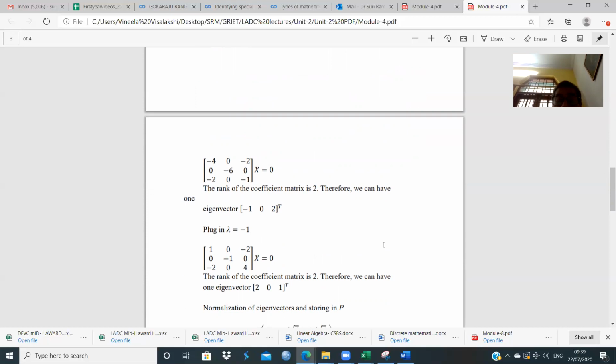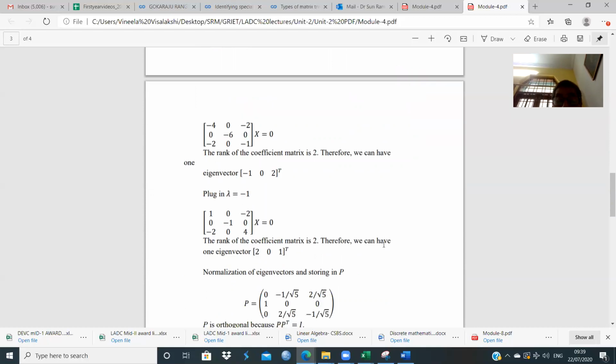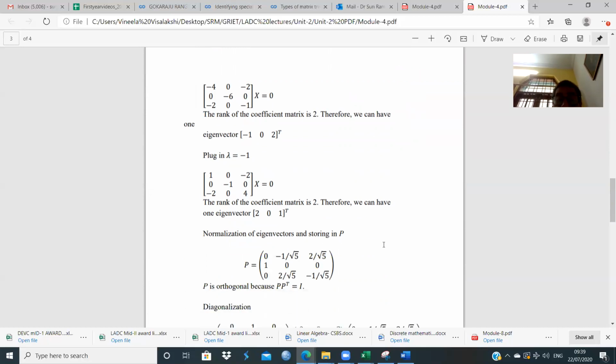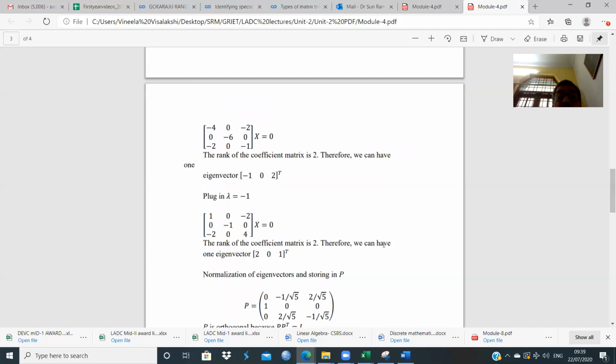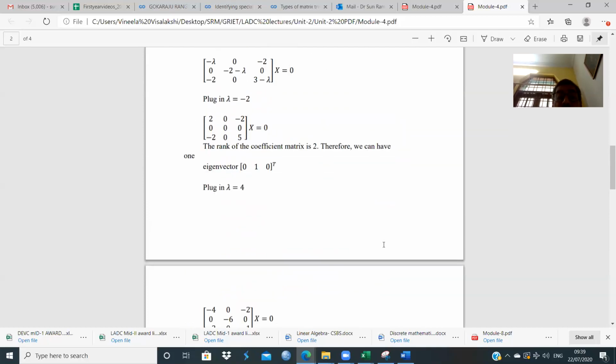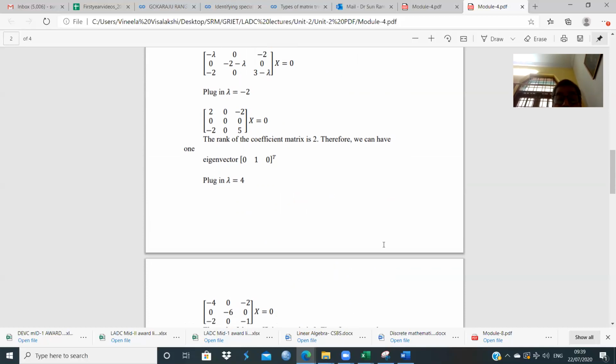Finally, lambda is equal to minus 1 returns the eigenvector 2, 0, 1. And we normalize all the three eigenvectors by dividing with their norm. For example, if you take the first eigenvector, it is 0, 1, 0, it's already of unit length, so no normalization is required.